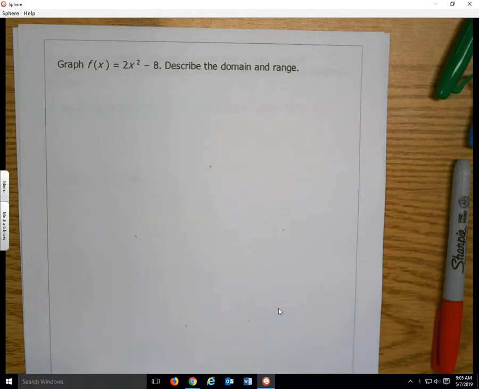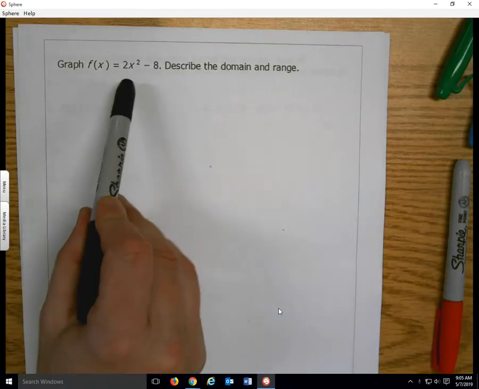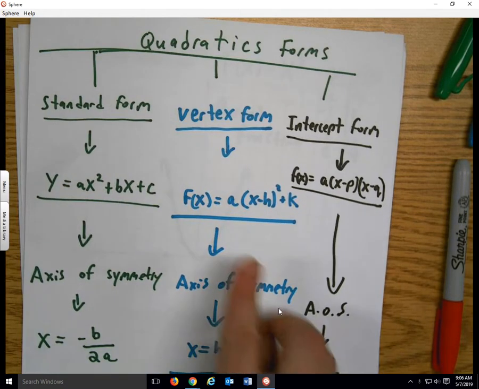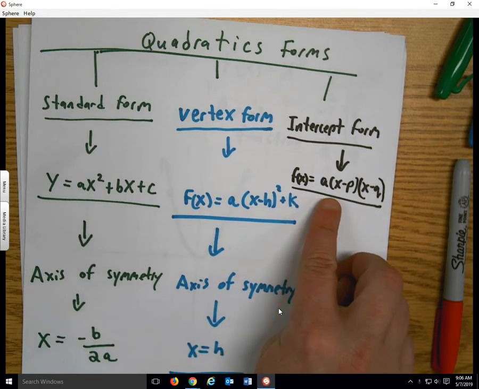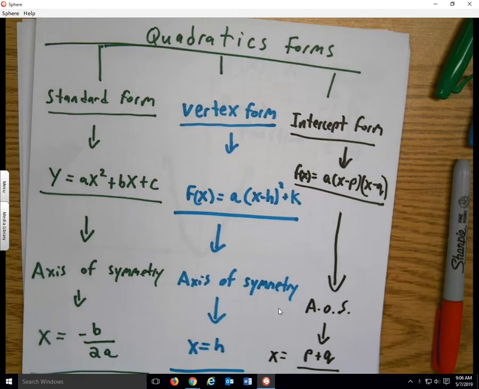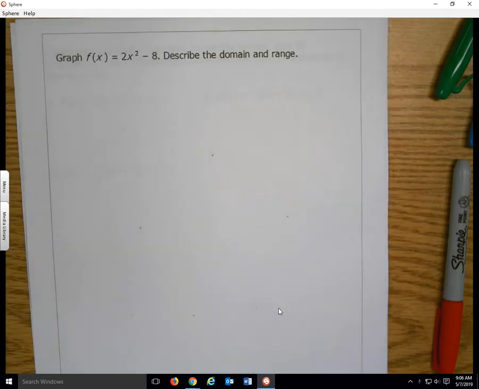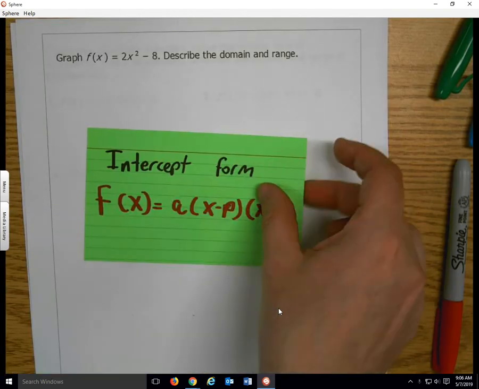Okay, so now we have this graph f of x equals 2x squared minus 8, and it says describe the domain and range. In order to do that, we want to graph this, but it's not in intercept form. And you can tell because intercept form, what we reviewed last time, has this f of x equals a times quantity of x minus p times x minus q.